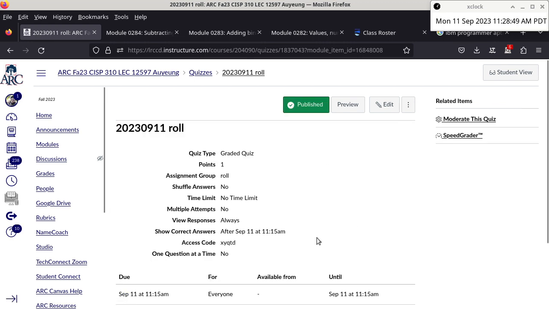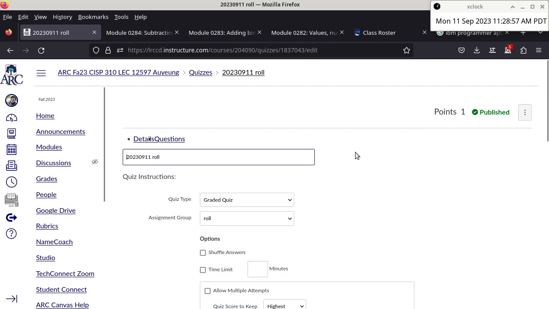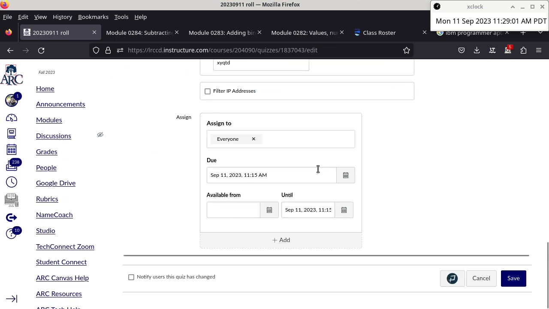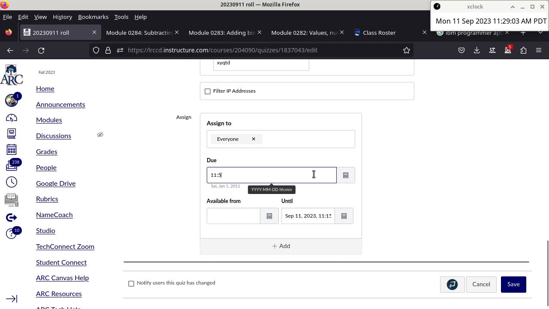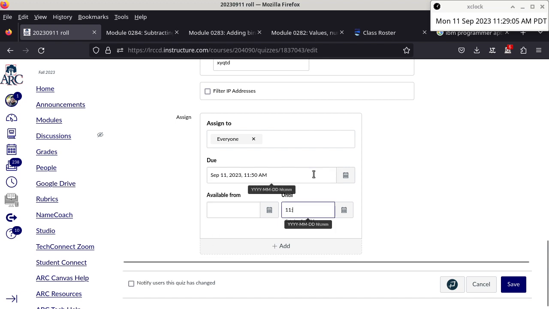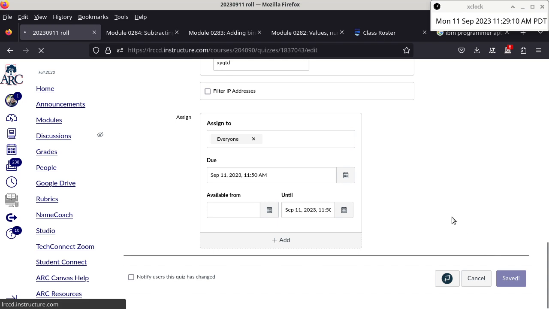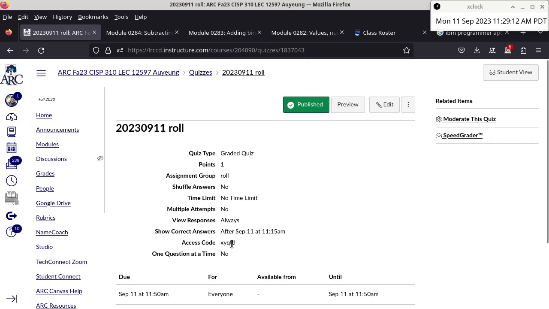You should be able to refresh and see it, but we might have passed the time already, so I have to change the time, sorry. That's my fault. All right, so we have to change the time to, I'll just push it all the way to 11:50. That should give us plenty of time. There we go. The time is 11:50.